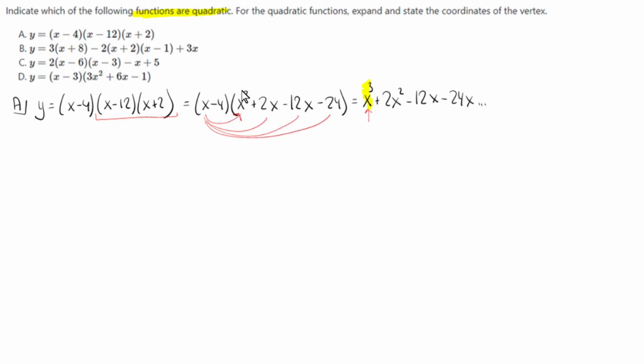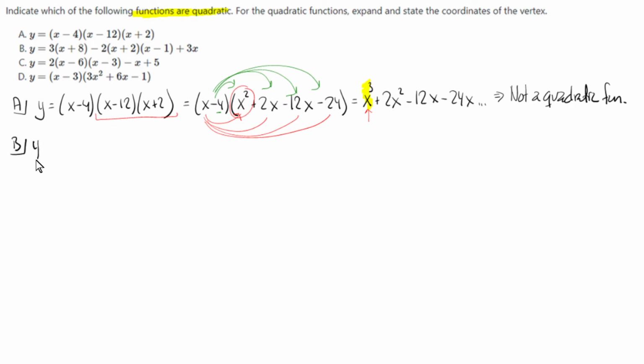It's this first multiplication that gave us the x cubed. Now, we still need to continue expanding by multiplying the negative 4 into this polynomial, except that there is no way we can actually get another cubed term, because it's just 4 times terms that have a lower order than 3. So in this particular case, we can already say that this is not a quadratic function, so we don't have to continue here.